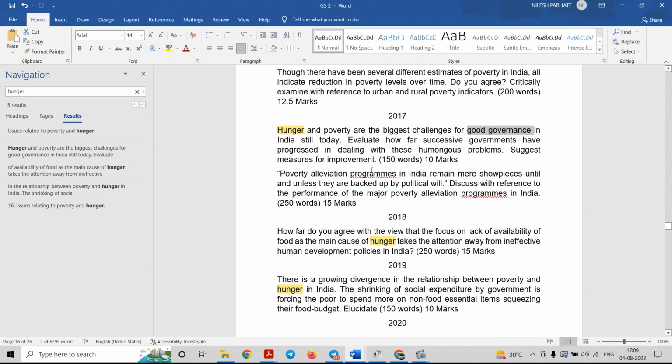So in such questions you can quote the fact that hunger is a challenge for good governance in India. Even though there are various government initiatives now, they couldn't completely succeed in eradicating all kinds of hunger issues in India, right? So this question is related to hunger, and you can quote such facts in poverty questions as well, because poverty can be directly linked with hunger, right?